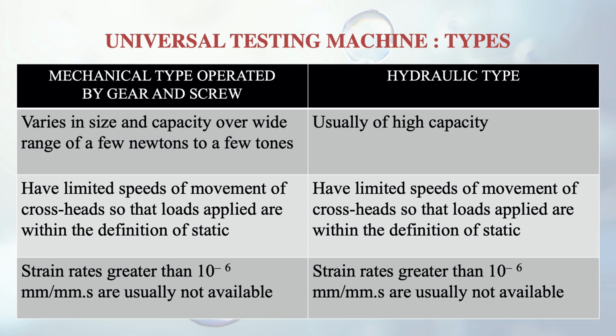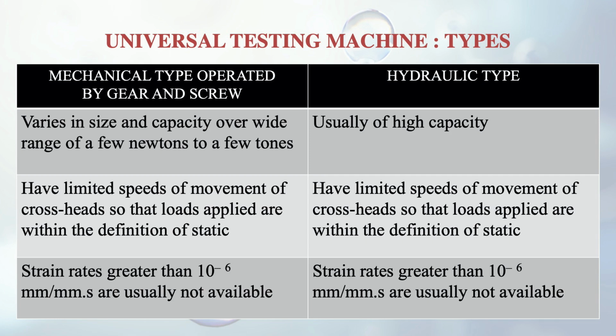So what are the types of this universal testing machine? There are 2 types. One is driven by an electric motor screw type, the other one is the hydraulic one. The first one, the electric motor type, varies in size and capacity over a wide range, ranging from a few newtons to a few tons, whereas the hydraulic type usually has high capacity. The second point is that the electrically driven one has limited speeds of movement of crossheads, so that the loads applied are within the definition of static. We have earlier discussed that it is a static tension test. So we have to look after this point, that everything should be as close as possible to static.